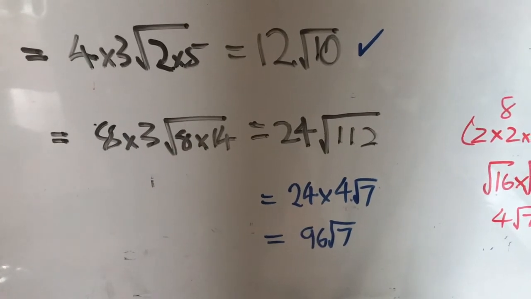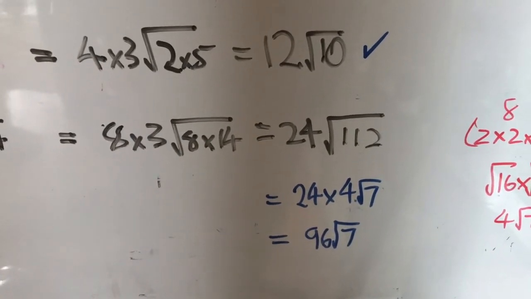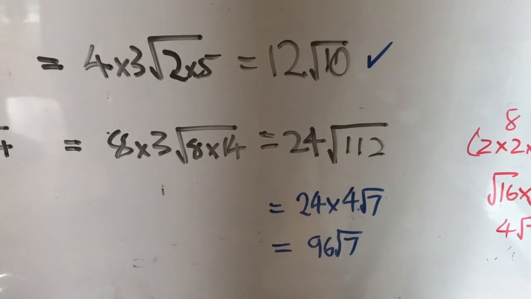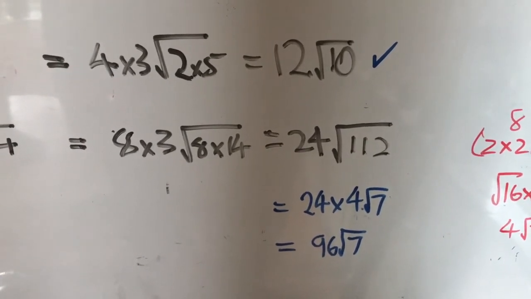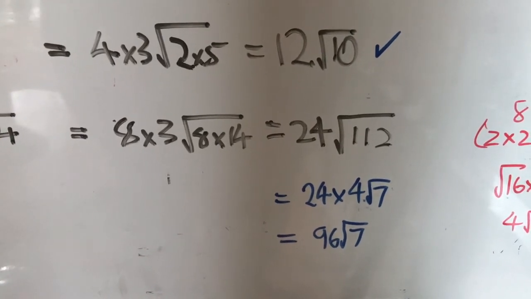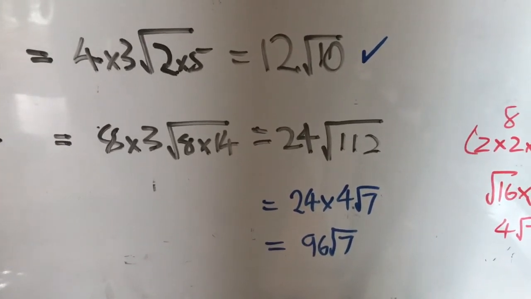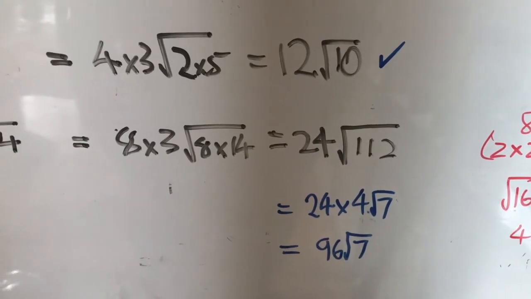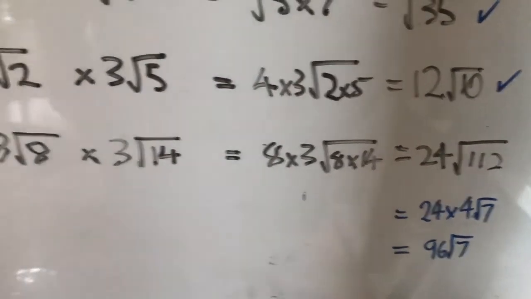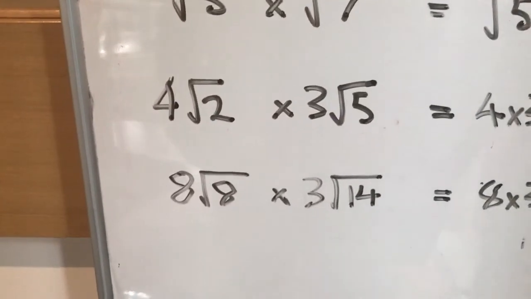So once I break root 112 into 4 root 7, it becomes 24 times 4 root 7. 24 times 4 is 96, so it's 96 root 7 is my final answer. Don't forget, if you just type that into your CAS calculator, it'll spit that answer straight out, so you can always check your answers pretty easily by just putting in the original question.